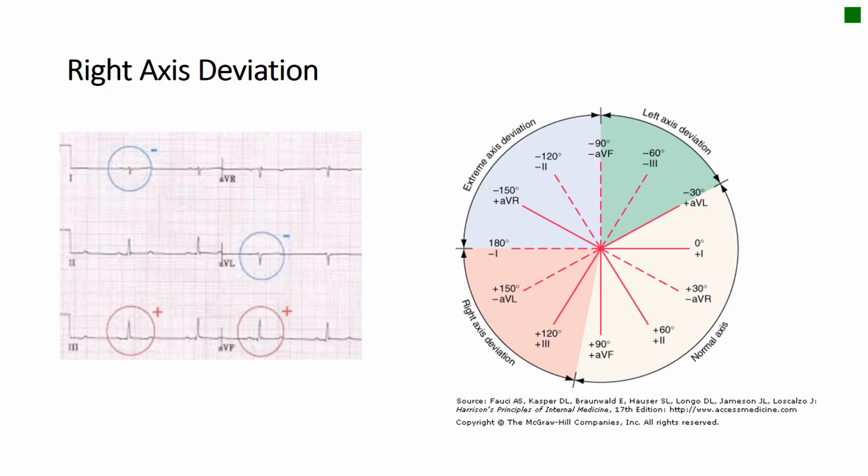Well, you've got a positive in lead 3, so it's in this direction. It's negative in 1, so it's more in this direction. And it's negative in AVL. So AVL is this way, and that's more this direction here. So it's deviated in a right axis away from the normal axis.